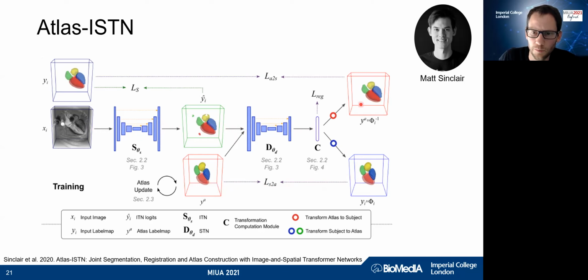And we get this in both ways. So this transformation is invertible. So we get both a mapping from the atlas back to our segmentation and the segmentation back to the atlas. So this atlas is iteratively refined during training.